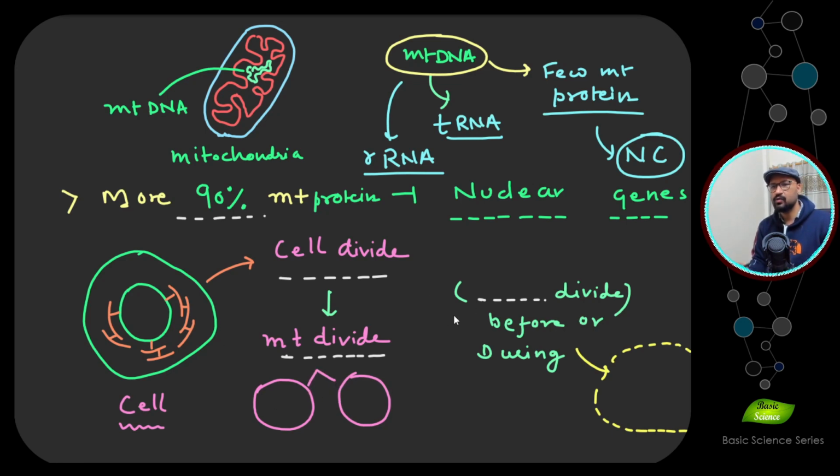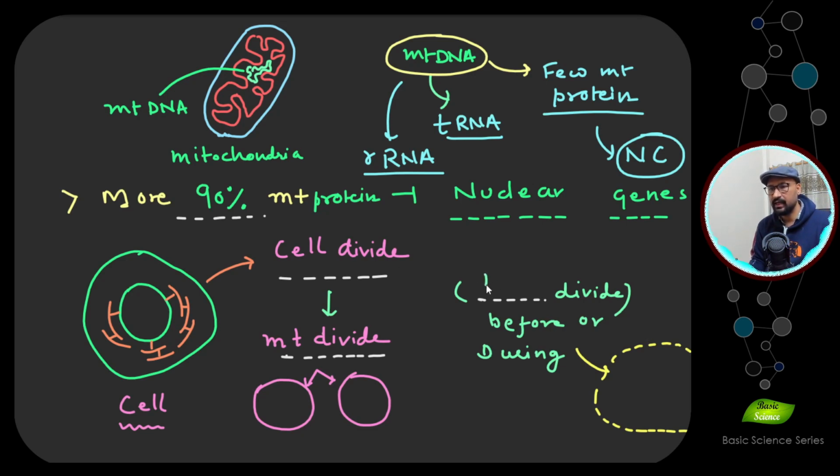That is why it is going to replicate independently, and then it is going to move to the daughter cells. Okay, next, moving on to another topic, when the mitochondrial DNA is going to divide.